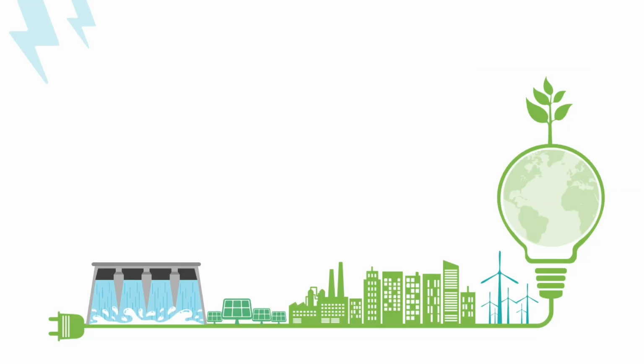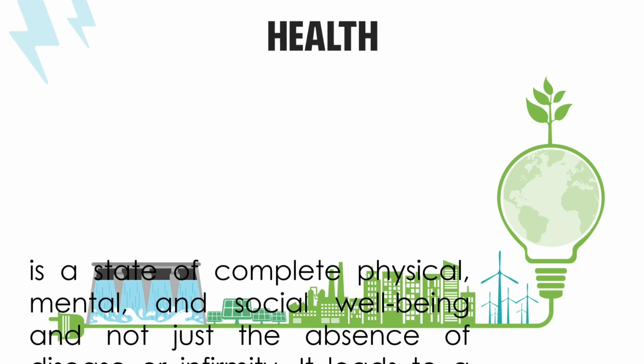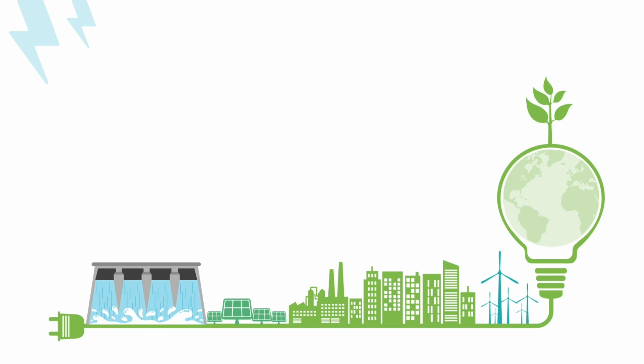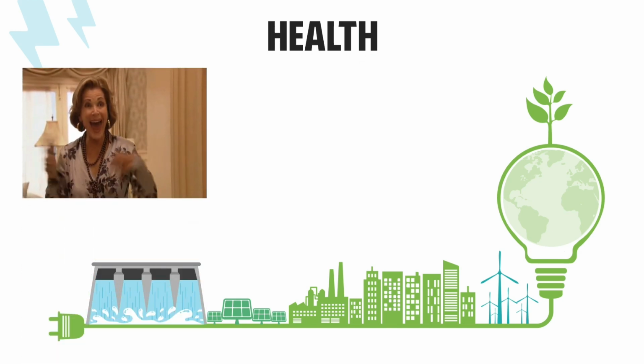Let's now define health and community. Health is defined by the World Health Organization as a state of complete physical, mental, and social well-being and not just the absence of disease or infirmity. It leads to a socially and economically productive life. To be healthy, we need to have happiness. Let's aim for a positive attitude always.